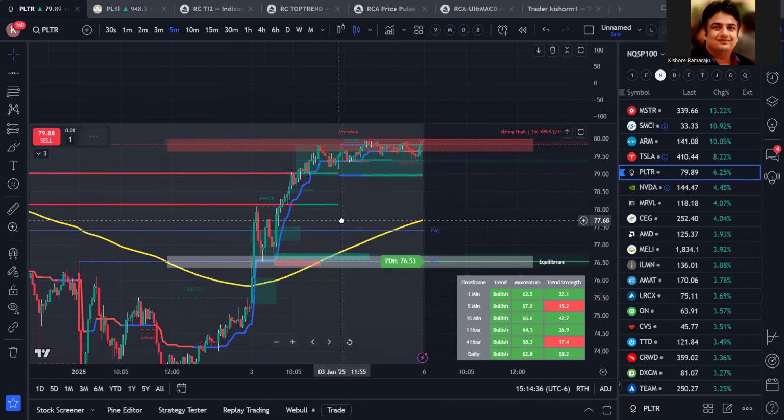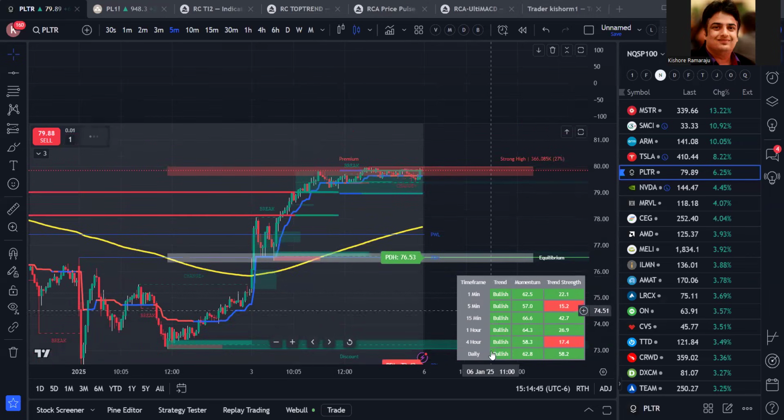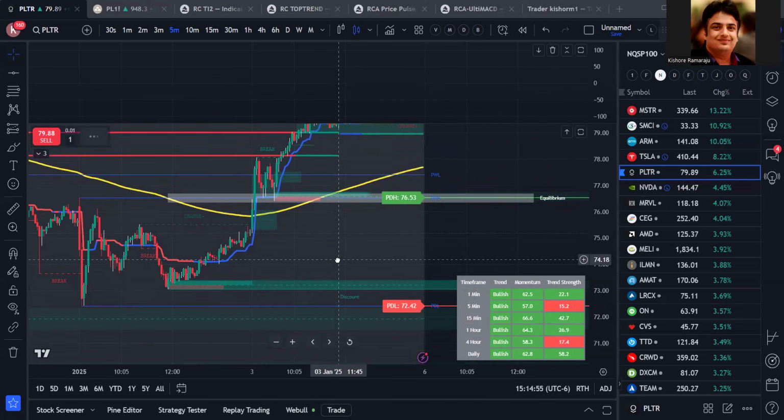So that is one more major advantage with Price Pulse. One is your premium zones, equilibrium, and discount. The second advantage is you can see the trend, the momentum, and the trend strength. The third advantage is you can see where the sell order blocks and buy order blocks are. Based on that, if you see a major buy order block and you see price moving up, that means there is a very high possibility for that stock to move very well.